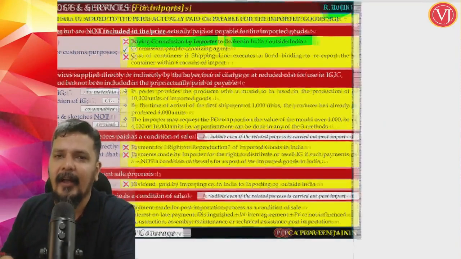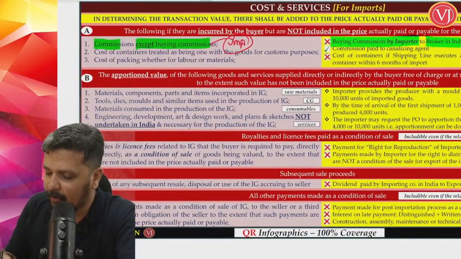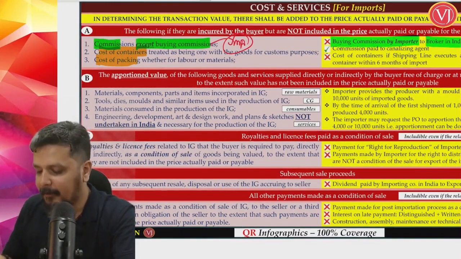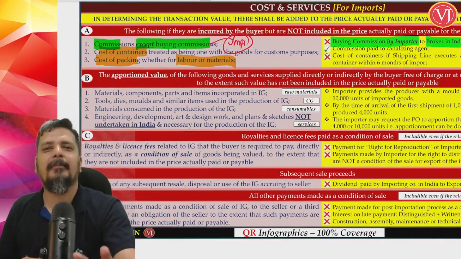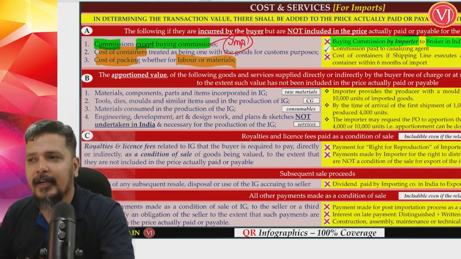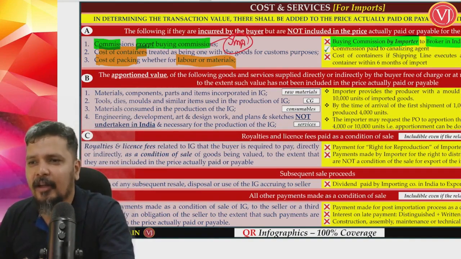Now, the next addition is the cost of containers and cost of packing, whether material or labor, which means the cost of containers and cost of packing, whether it is packing material or packing charges. Packing material cost or packing charges.